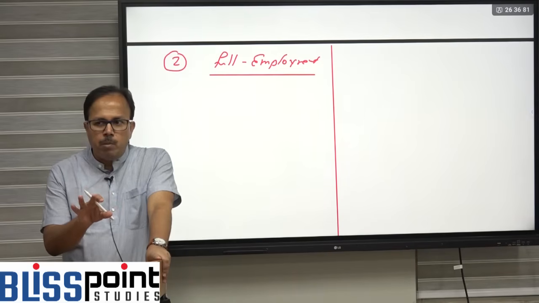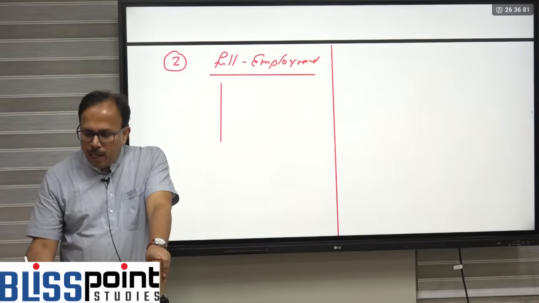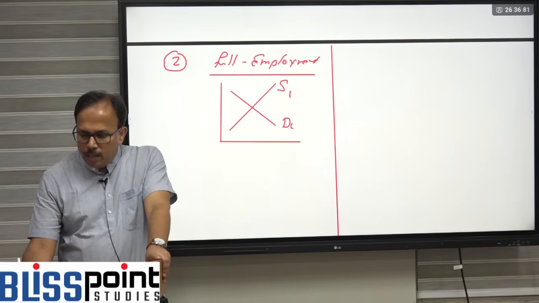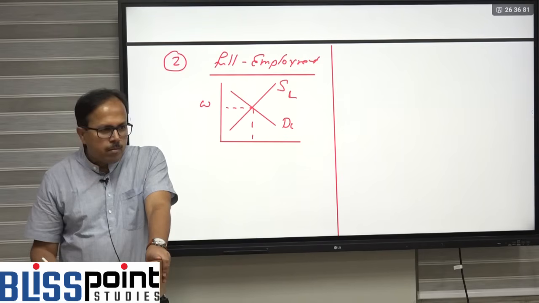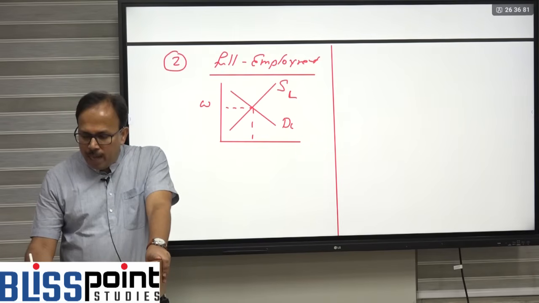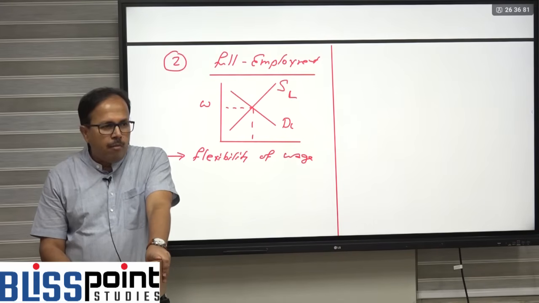It does not mean that everyone is employed. It simply means that demand is equal to supply. Full employment simply implies that labor demand is equal to labor supply, and that will determine the wage. And why is full employment always guaranteed? Full employment is guaranteed by flexibility of wage.